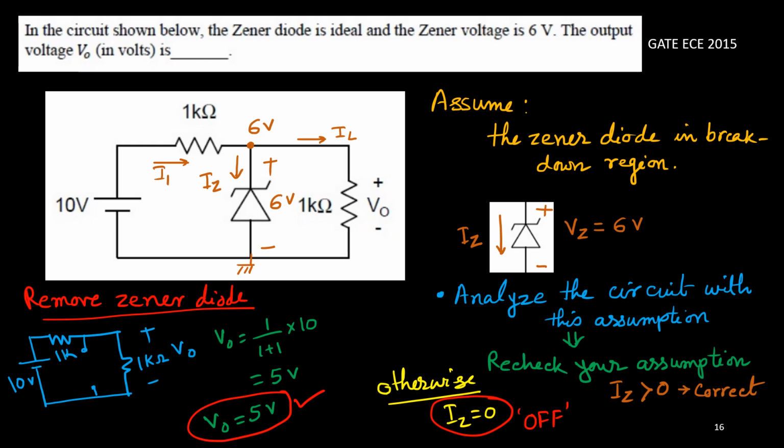Don't make this mistake. Whenever you get a Zener diode, even if it is ideal, first assume that it is in breakdown region, then analyze the circuit, and at the end recheck your assumption. If the assumption is correct, that is the answer. Otherwise, if the Zener diode is reverse biased but not in breakdown region, IZ will be 0. Then analyze the rest of the circuit again and find the output.